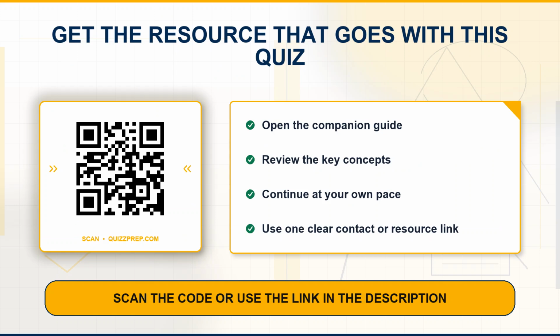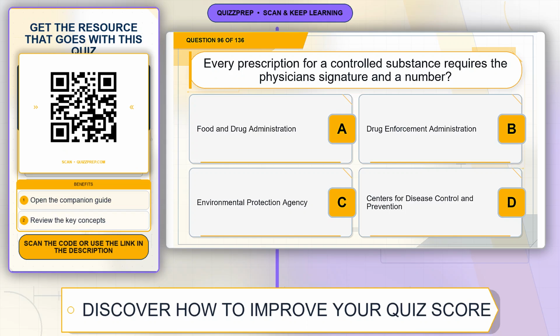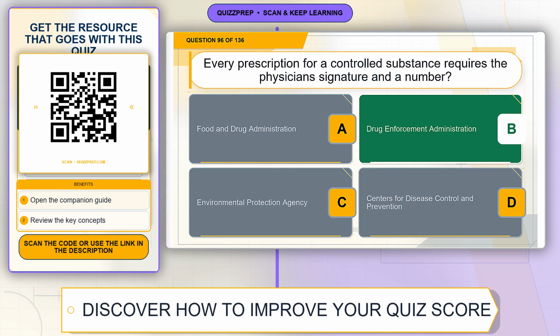Question 96. Every prescription for a controlled substance requires the physician's signature and a number? Option A, Food and Drug Administration. Option B, Drug Enforcement Administration. Option C, Environmental Protection Agency. Option D, Centers for Disease Control and Prevention. The correct answer is option B, Drug Enforcement Administration.